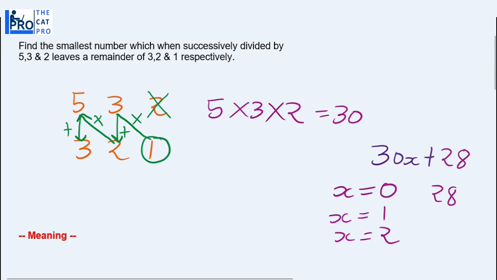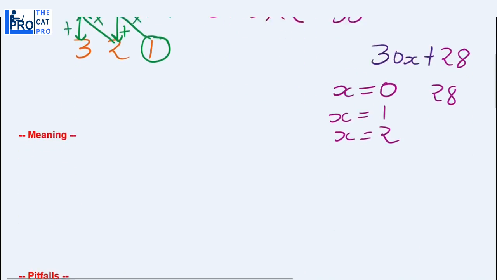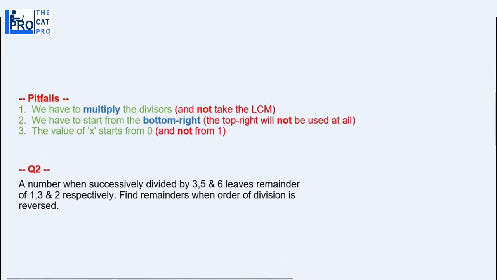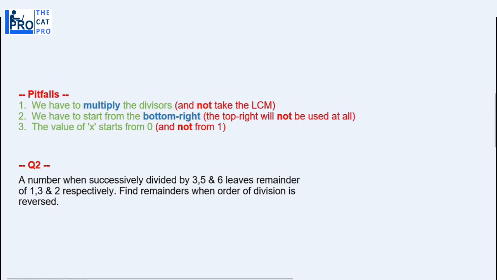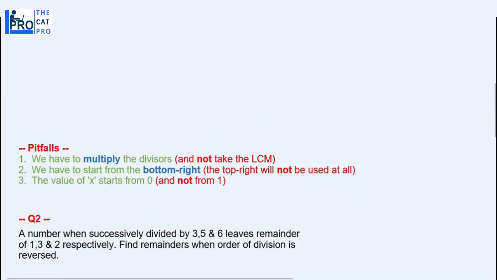Now let us look at the pitfalls. I had spoken, but let's see if you paid attention to my wording or not. There are 3 pitfalls which you can generally make. Let us look at these 3 pitfalls. The first one is that we have to multiply the divisors and not take the LCM.